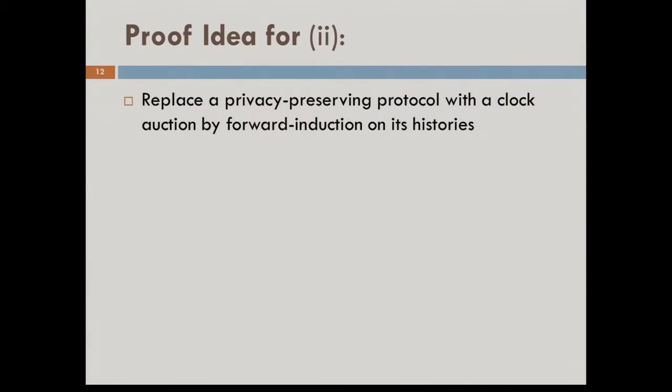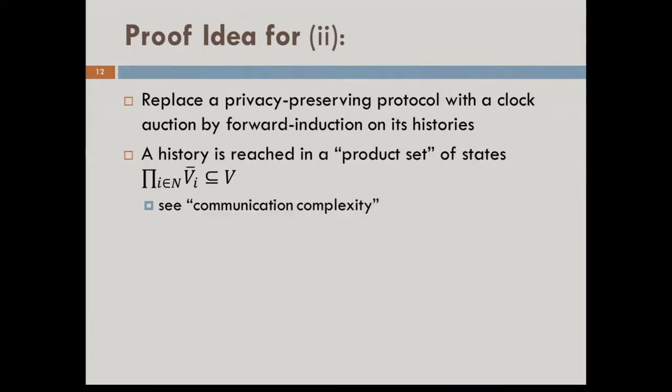Well, we start with any protocol that implements the allocation rule, and the protocol is privacy preserving, so it satisfies this UWP condition, and we replace it with a clock auction that implements the same allocation rule. We do it in a forward induction kind of way, going over the histories of this protocol, starting from the beginning.